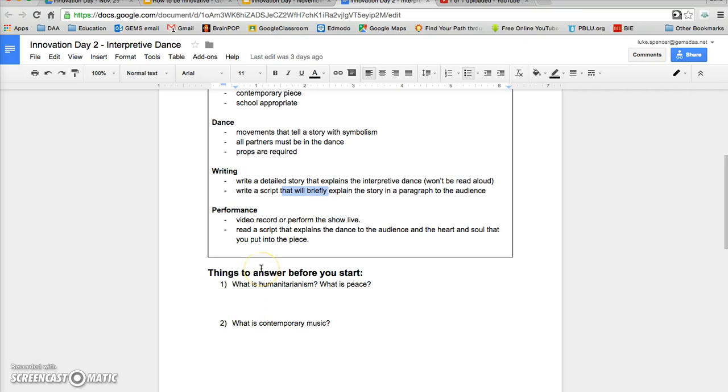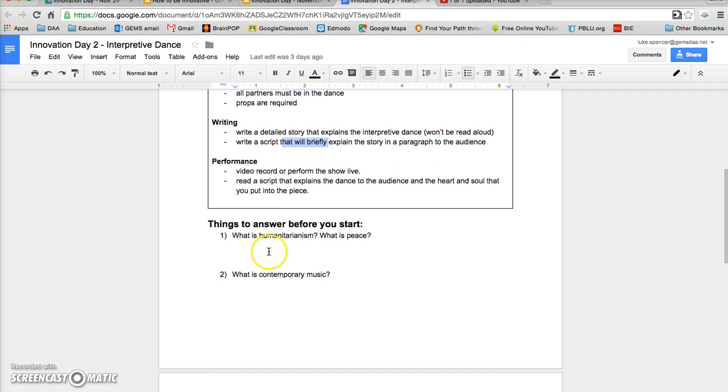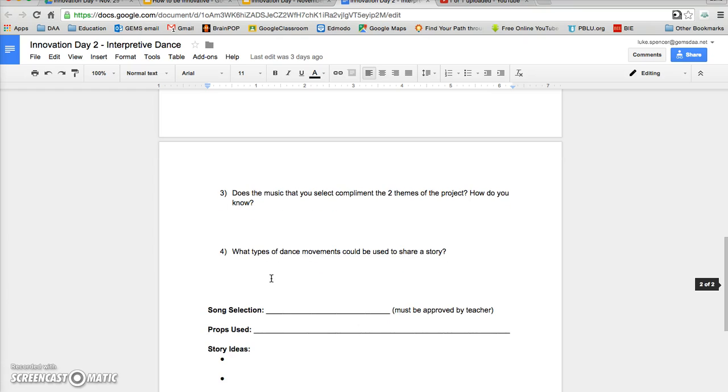So things you need to do before you start. As you think, you need to research and try to figure out what is humanitarianism, and then how would you define peace? Because it could help influence how you interpret this dance. You also need to figure out what is contemporary music. So do some research in that component.